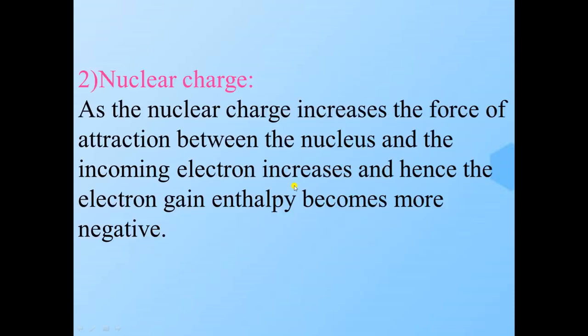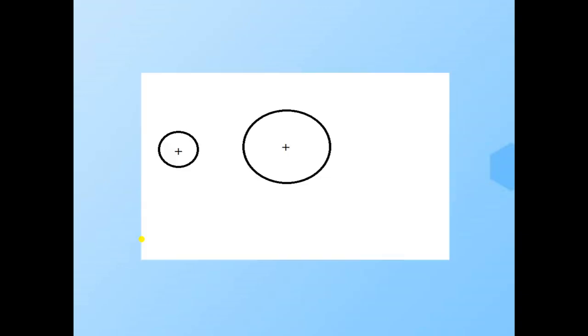Now the second factor is nuclear charge, that means the force of attraction between the nucleus and the outermost electron. If nuclear charge increases, the force of attraction between the nucleus and the incoming electron increases, and hence electron gain enthalpy becomes more negative because it is easy to add the electron. If the force of attraction between the nucleus and the electron is strong, that means it is easy to add the electron.